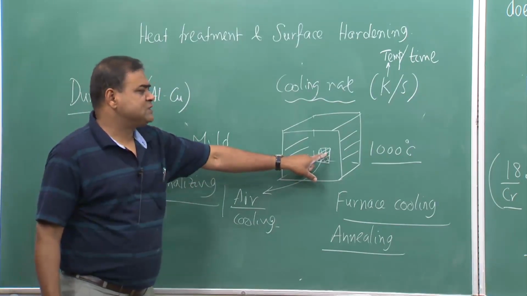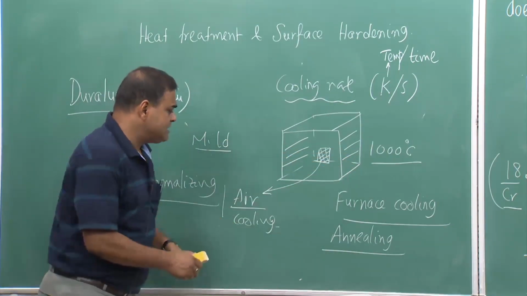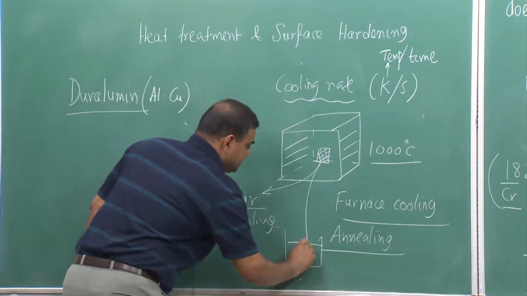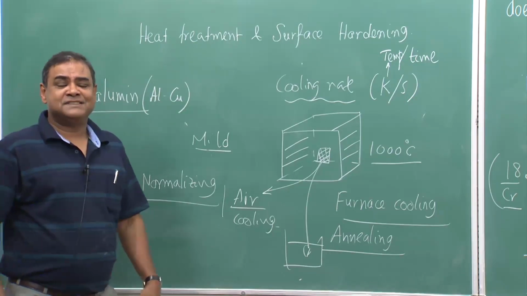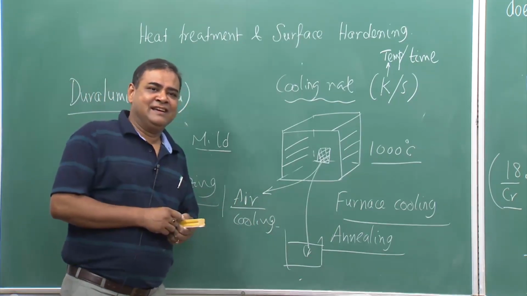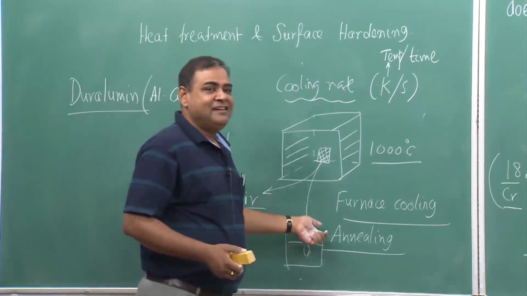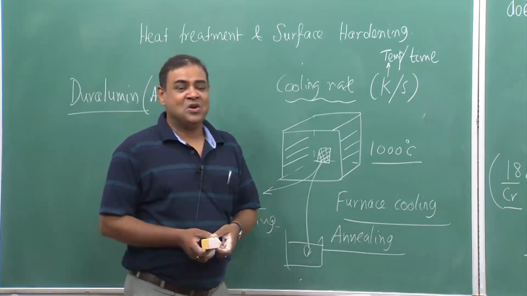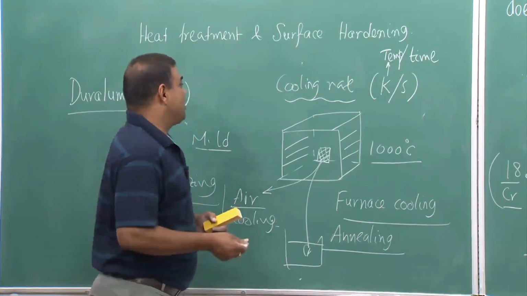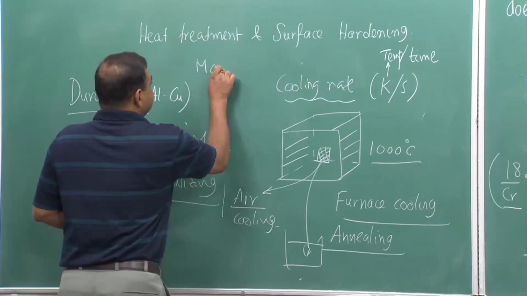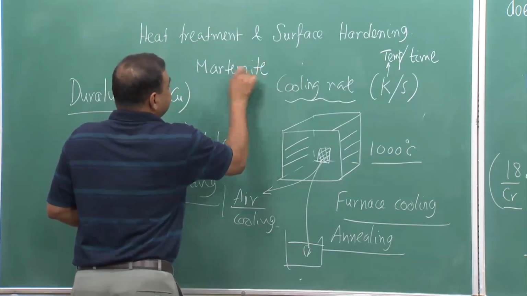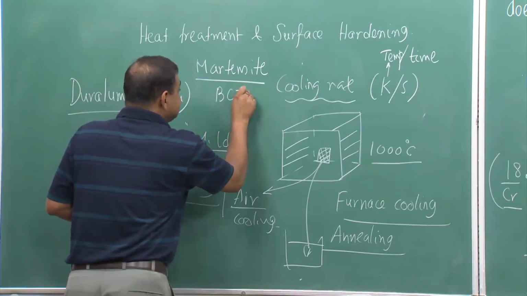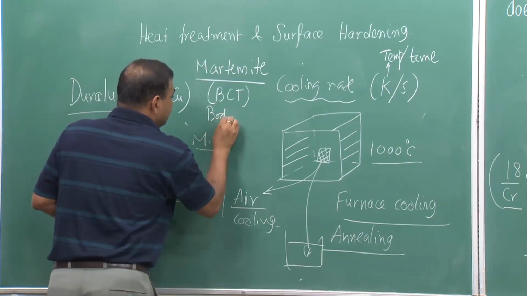Similarly, if we take this material to 1000 degrees Celsius and then immediately I have an oil bath which is maintained at room temperature and I drop it immediately, the sample becomes very, very hard, and the reason is there not only the microstructure changes, the crystal structure also changes. We get a different structure which is called martensite. Martensite is a phase which is BCT structure, body centered tetragonal.